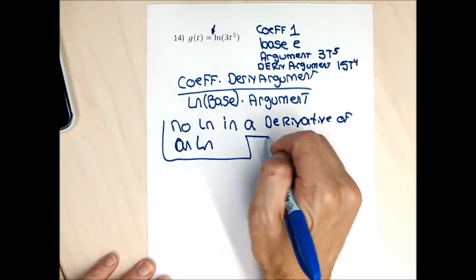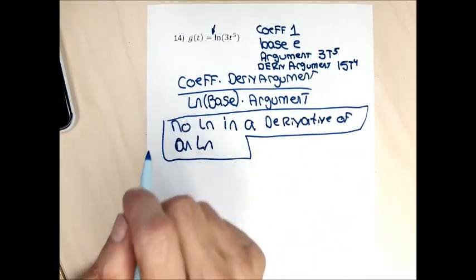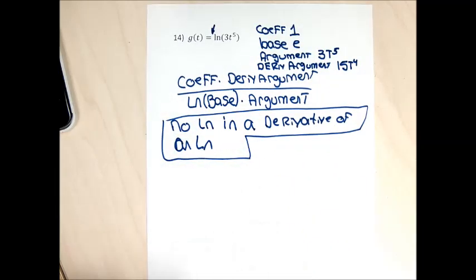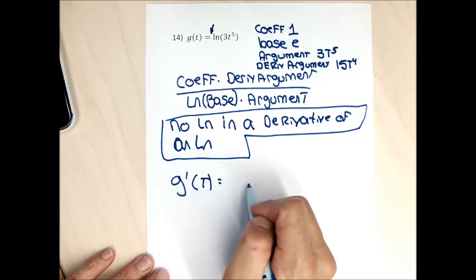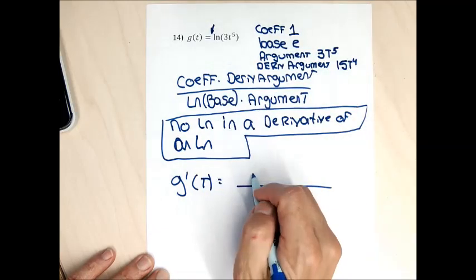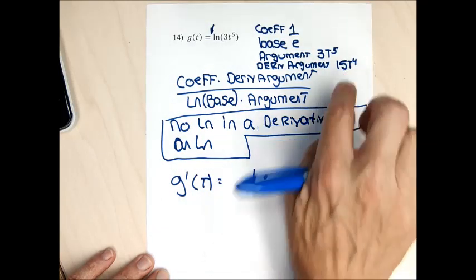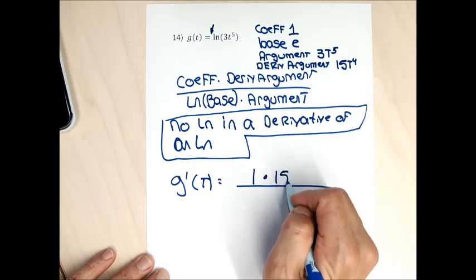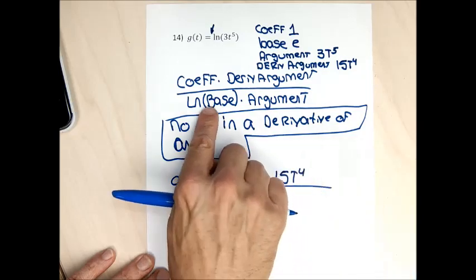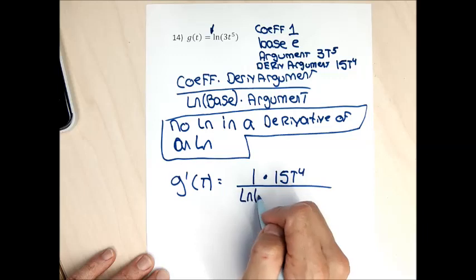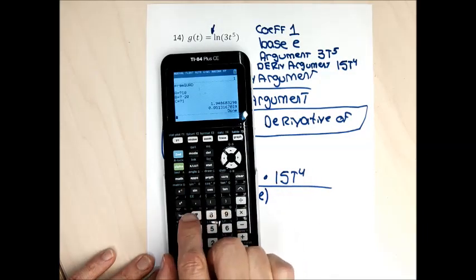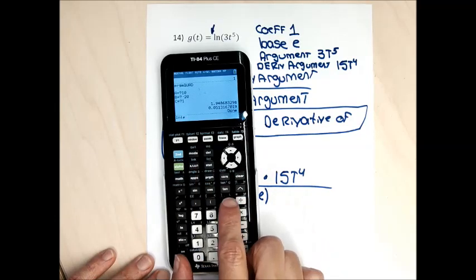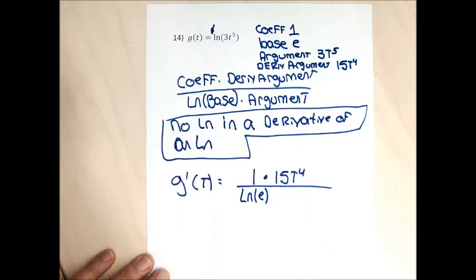It's a big deal. Just like the exponent doesn't change in a derivative of an e, there's no ln in a derivative of an ln. So let me write down the derivative. I'm writing down pieces I don't need to write. The coefficient of 1 doesn't need to be written in the numerator. The derivative of the argument does need to go in the numerator. In the denominator, the natural log of the base doesn't really need to be written because the natural log of e is 1. I think I might still have that on my calculator. No, I don't. Natural log of e, second and divide to get the e, is 1. So these two pieces I probably shouldn't have written.